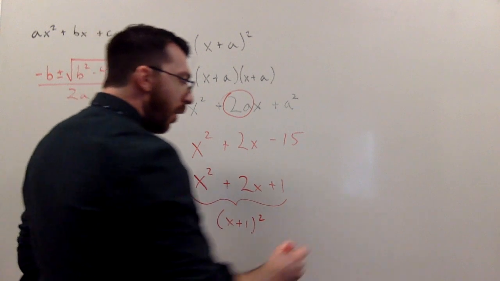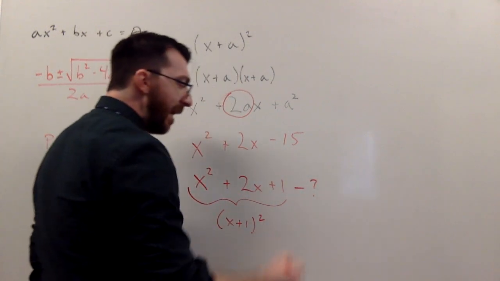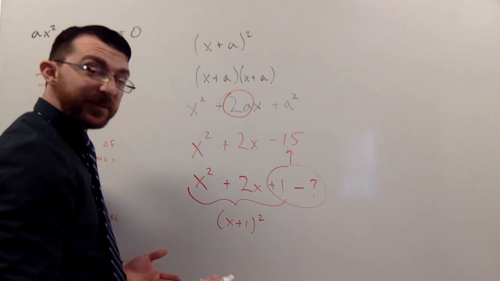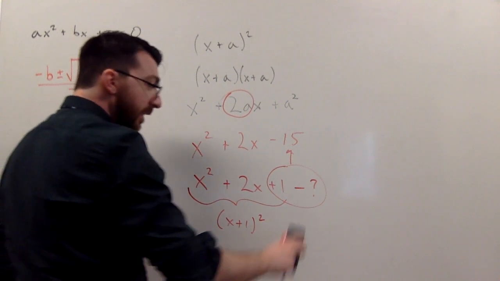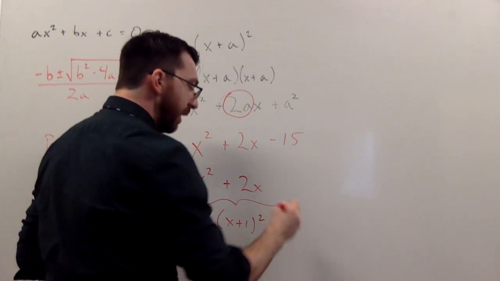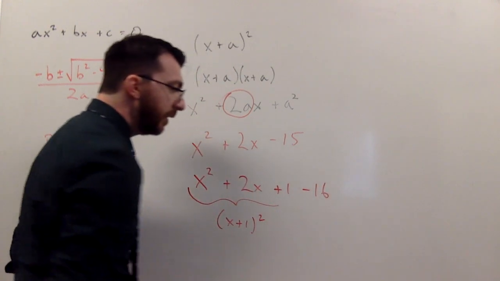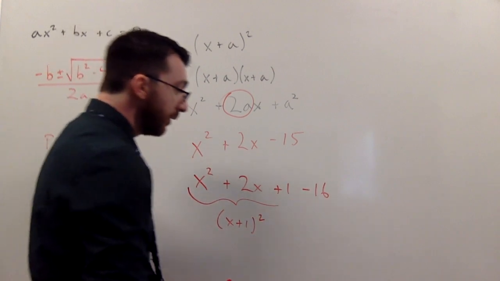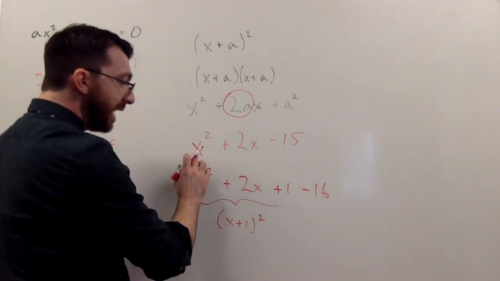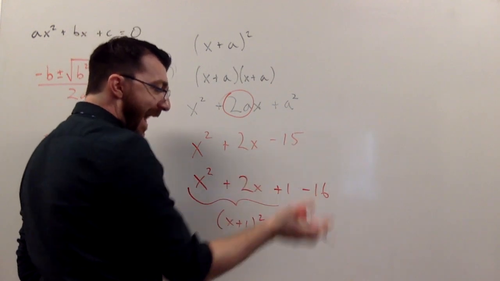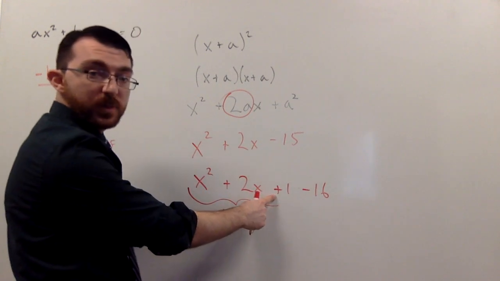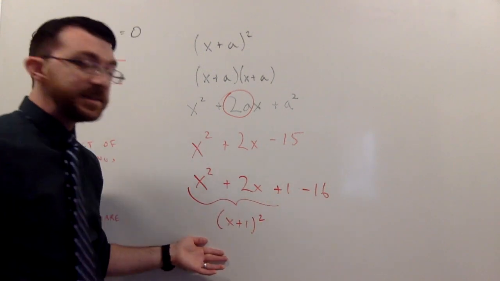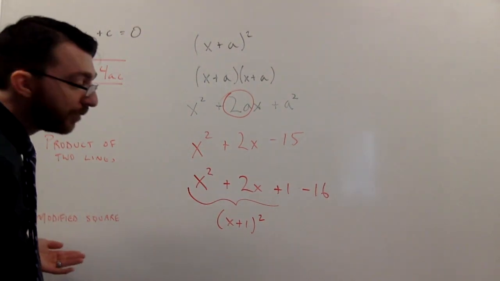So the question is, what can I put here that will turn this into minus 15? I'd have to subtract 16, wouldn't I? That is, if this ended with plus 1 minus 16, then this is minus 15, right? Yeah, so if you can recognize x squared plus 2x minus 15 as x squared plus 2x plus 1, a perfect square, minus 16, then you're recognizing this as a modified square.